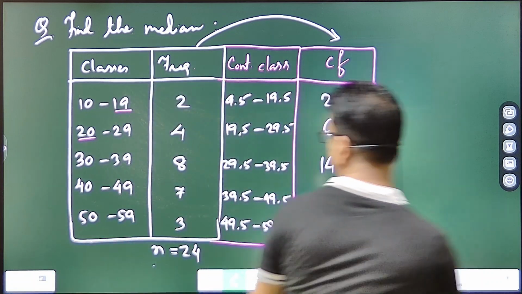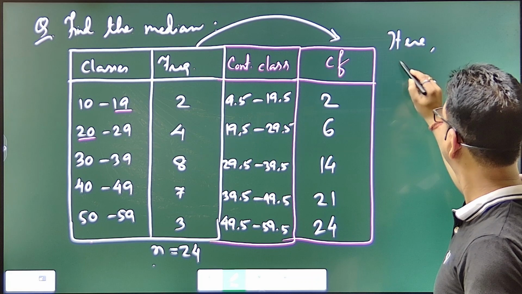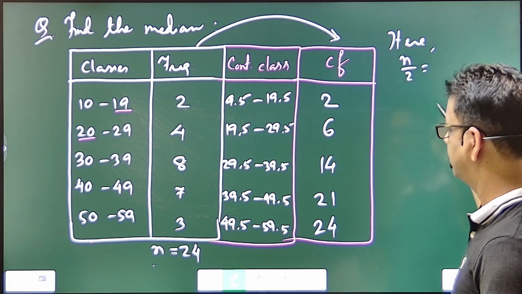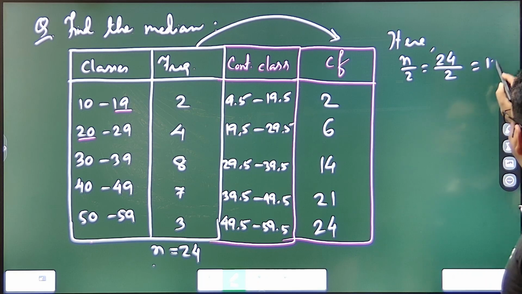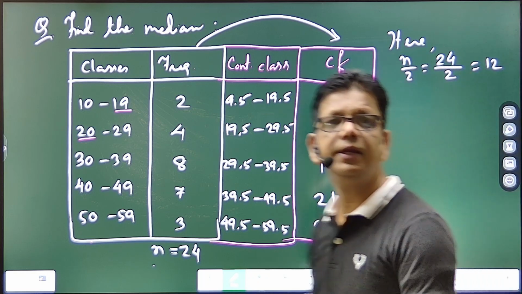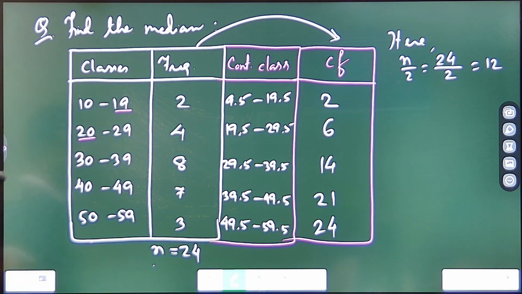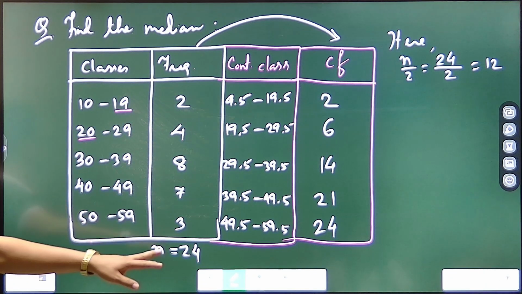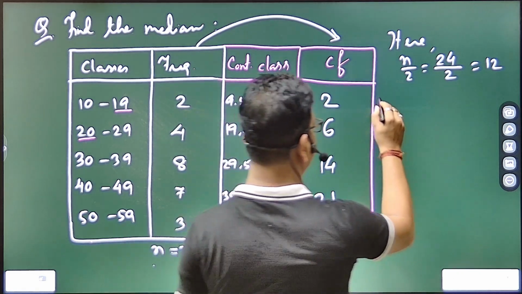Now, this is okay, but what is not very okay? Finding the median class. So n by 2: n is 24, so 24 by 2 is 12. Is it okay, those who are online? Yes, okay. So n by 2 is 12.